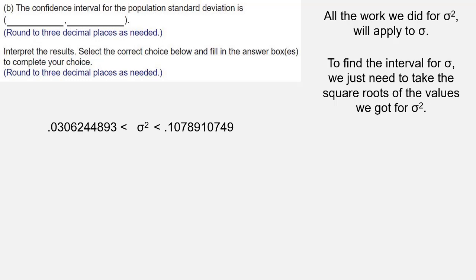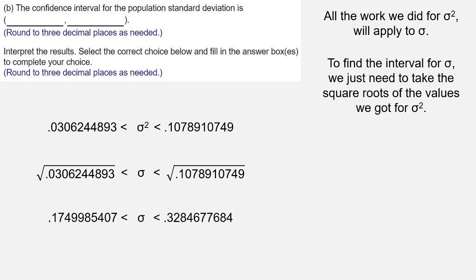So we'll start with our variance inequality. We take the square root of everything. When we take the square root of the sigma squared in the middle, it just becomes sigma. And then the square roots of those values give us 0.174998547 is less than sigma, which is less than 0.32846777684. Rounded to 3 decimal places, we get 0.175 to 0.328. And that's our confidence interval for the population standard deviation. Just like we saw when we went through standard deviation and variance way back in chapter 2, all the work is really rolled up in finding the variance. Finding the standard deviation is easy once you know the variance. You're just taking square roots.